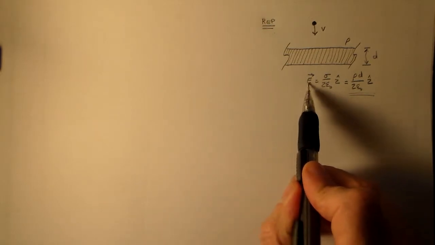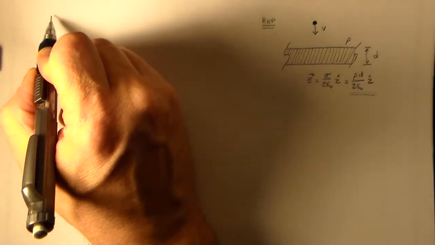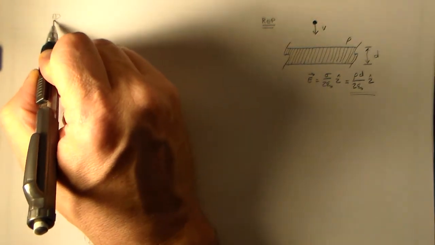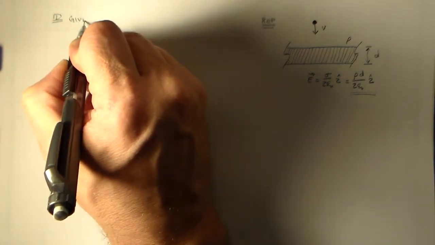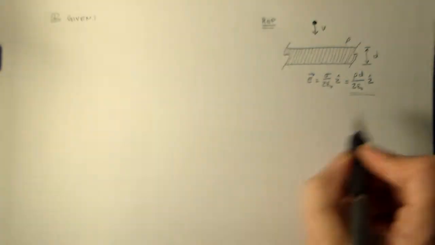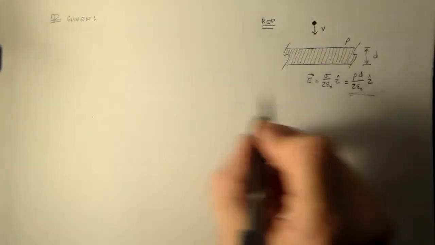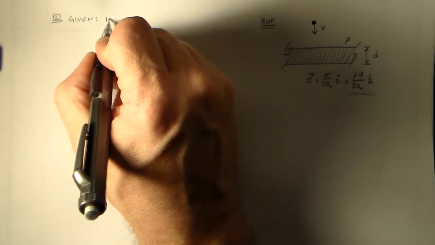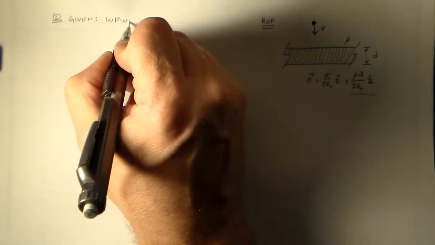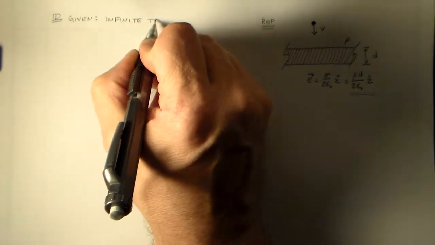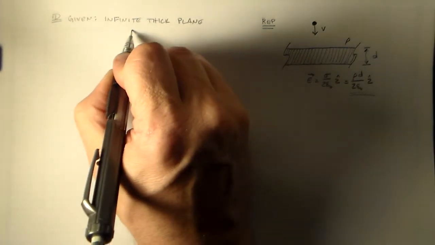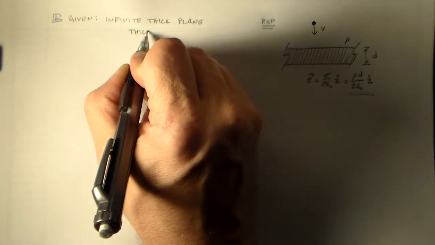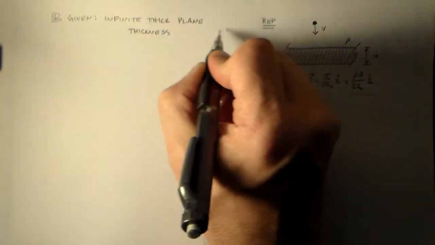So this is what E is normally, and we're going to figure out what it is for this moving charge. What is the field this moving charge sees from this charged plane? Okay, and so as usual, we want to categorize all of the things that we know in this picture. All right, so we've got this infinite thick plane. And it's thick, so it has a thickness, and I called that thickness D.